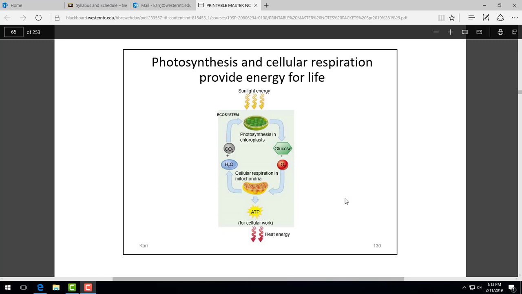So the requirements for photosynthesis are sunlight, carbon dioxide, and what else? What else is in our breath? Our breath has carbon dioxide in it, our exhale.